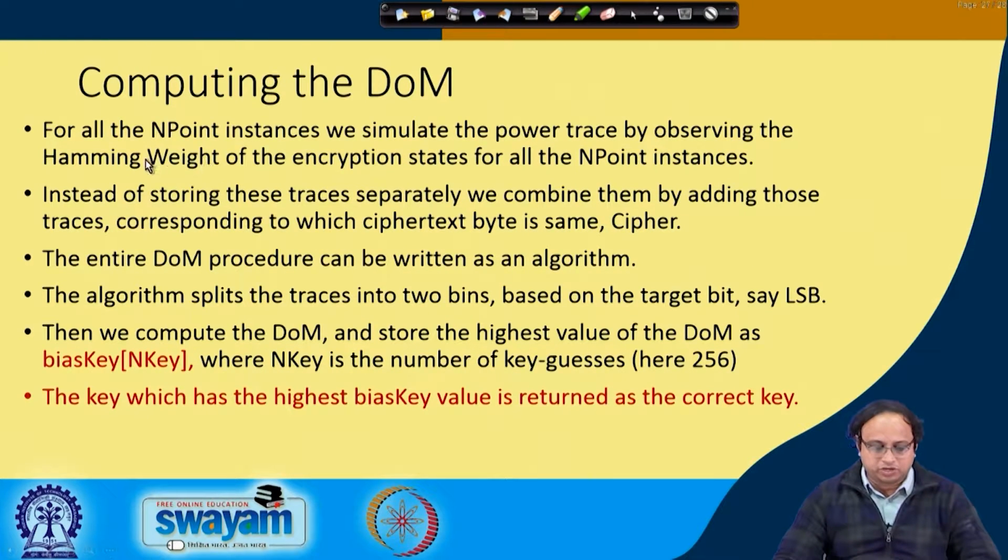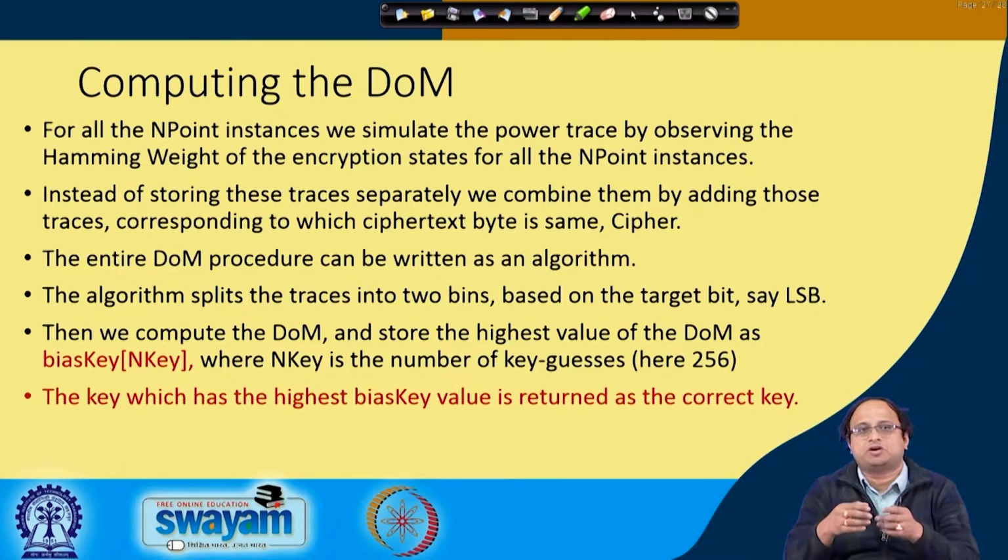So how do you compute the DOM? For all the endpoint instances, we simulate the power traces by observing the Hamming weight of the encryption states. Endpoint is again 12, so for all these 12 instances you can simulate the power traces. I am talking about the simulation right now. Instead of storing these traces separately, you can combine them by adding those traces for which the ciphertext byte is cipher.